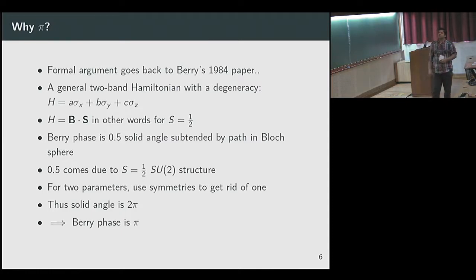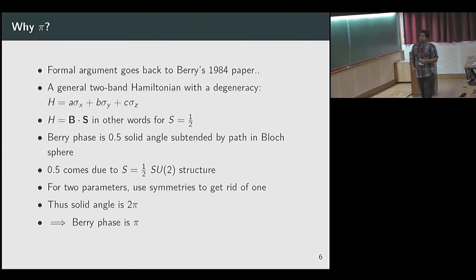But we can even give a formal argument. This goes as follows. A general two-band Hamiltonian with a point degeneracy has this form. It's just the sum of Pauli matrices. When A equals B equals C equals 0, we have a point two-fold degeneracy. This is nothing but B dot S, in other words, for spin a half. And the Berry phase, when we use the previous formulas and calculate, is just 0.5 times the solid angle subtended by any path on the Bloch sphere. The 0.5 comes due to the spin a half structure.